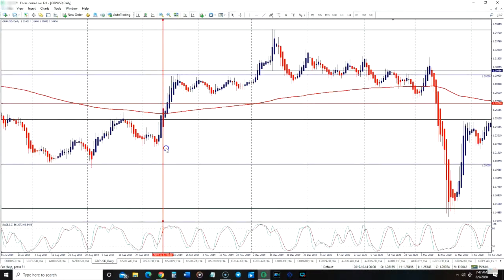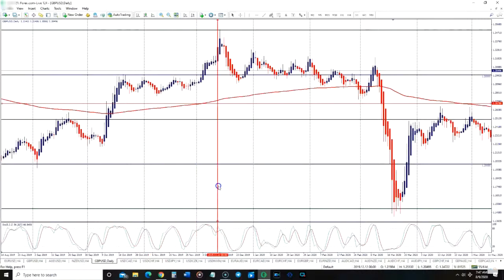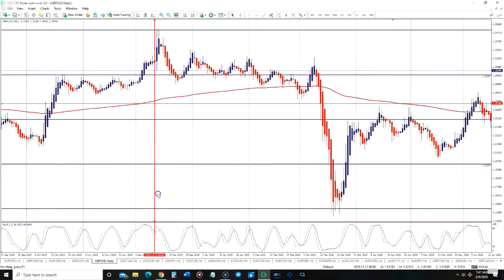Now, the opposite of that trading strategy comes into play when price crosses above the 200 period moving average. Then you want to go ahead and look for buys. You want to look for buys. So this is a real simple trading strategy that can be easily traded on the daily time frame.